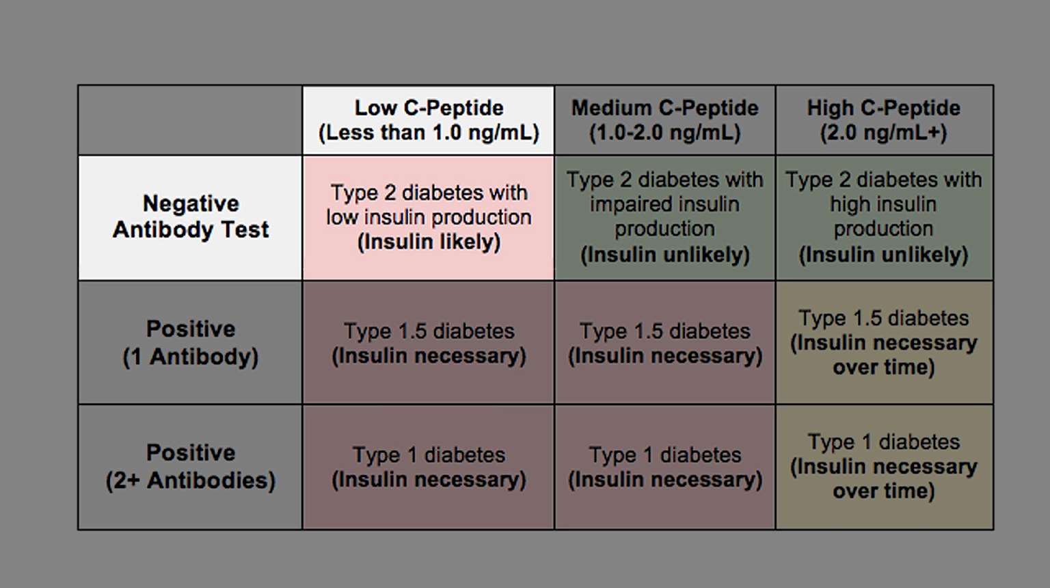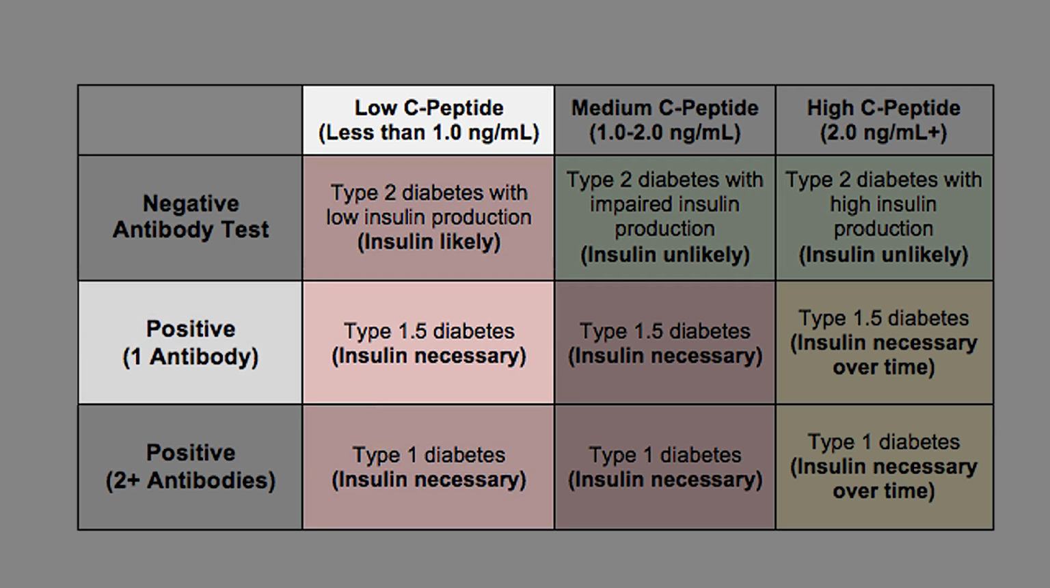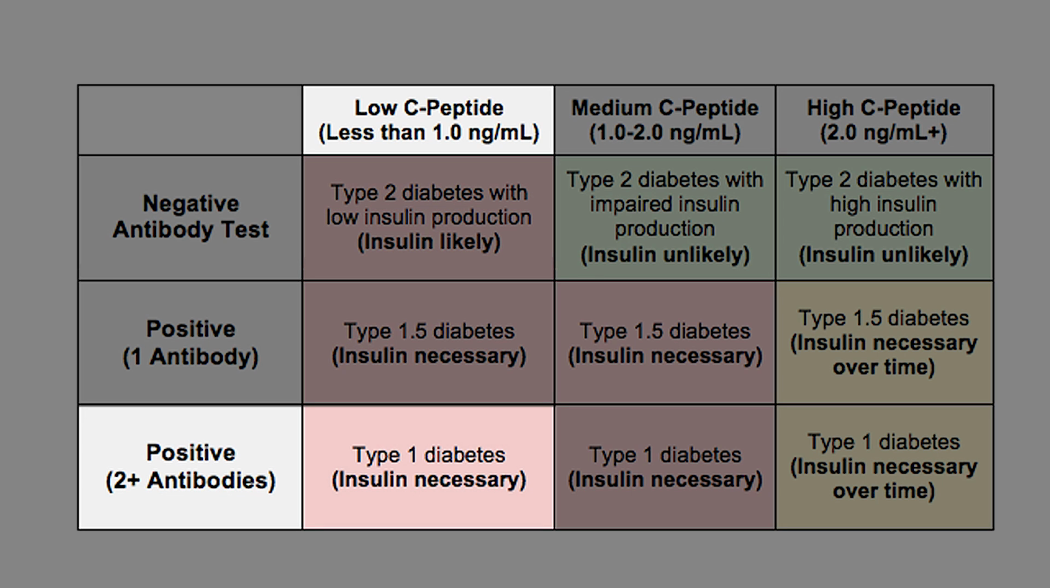Number 1, if you test negative for islet antibodies, then you are likely living with insulin-dependent type 2 diabetes with a low insulin production. You are likely to require both basal and bolus insulin in order to control your blood glucose. If you test positive for 1 islet antibody and are over the age of 30, then you're likely living with type 1.5 diabetes and may require both basal and bolus insulin to control your blood glucose. If you test positive for multiple islet antibodies, irrespective of how old you are, then you're likely living with type 1 diabetes and may require both basal and bolus insulin to control your blood glucose.